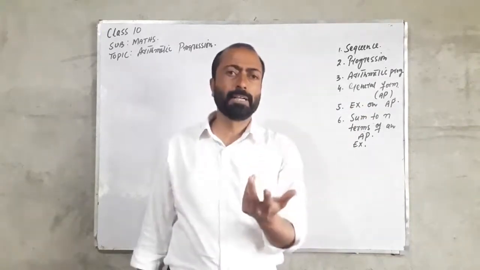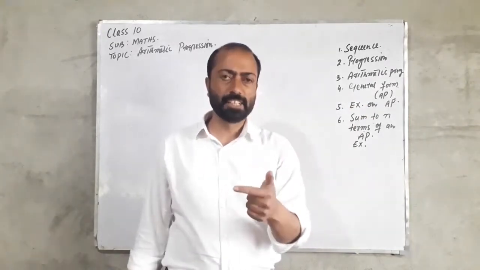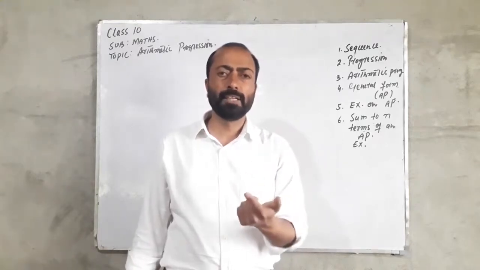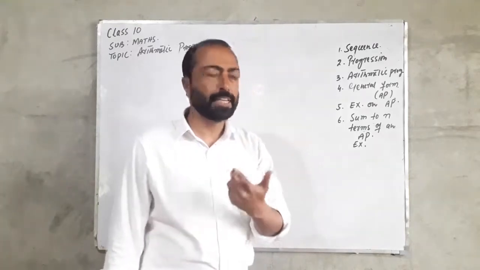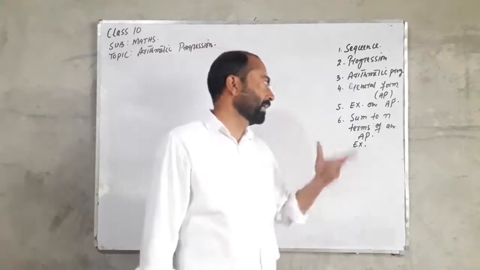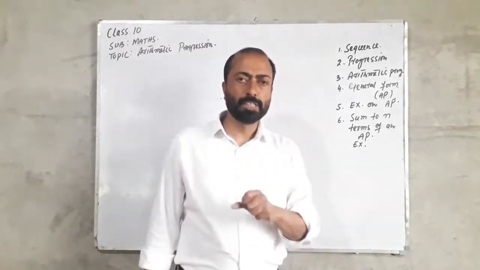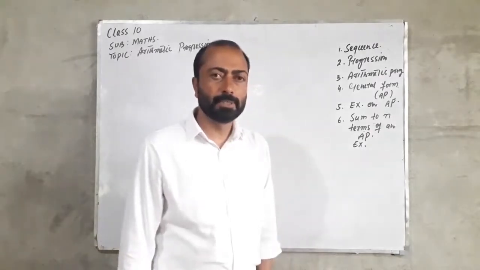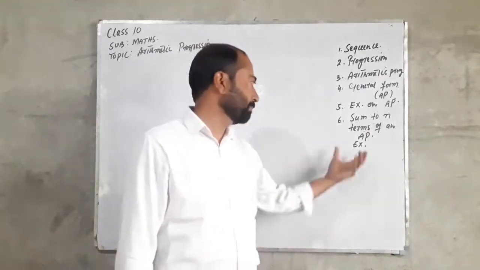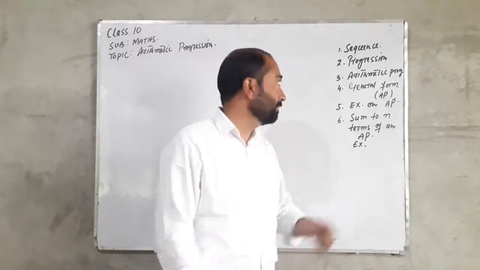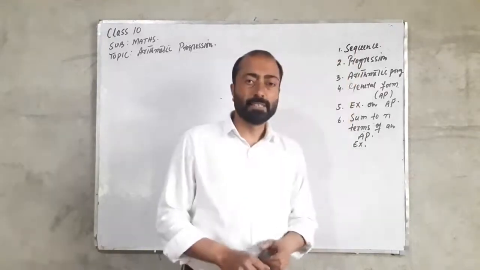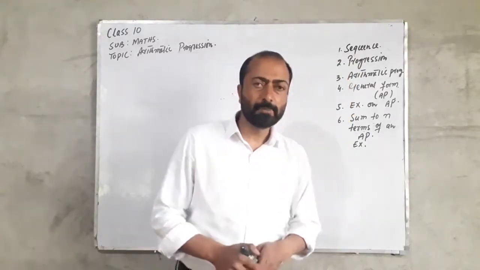How can you determine the nth term, the general term, and how can you define the number of terms in an arithmetic progression. After that, we will derive a formula how to determine the sum of n terms of an AP, of an arithmetic progression. First, we will start with this sequence. What is this sequence? Let me start here.